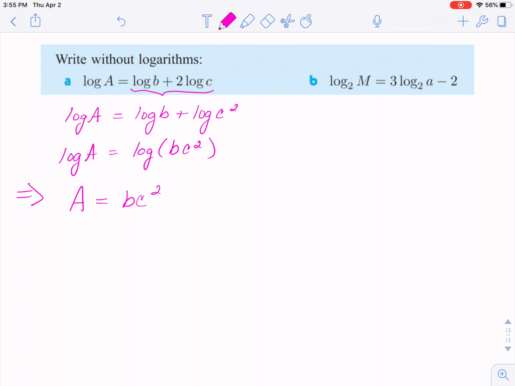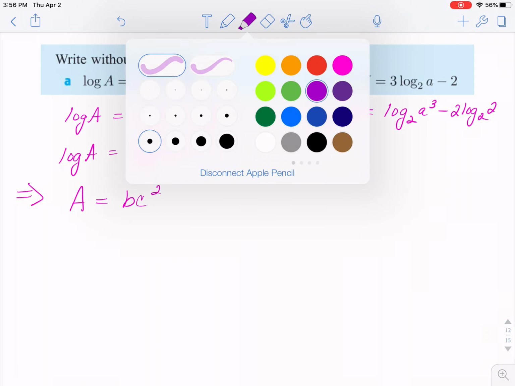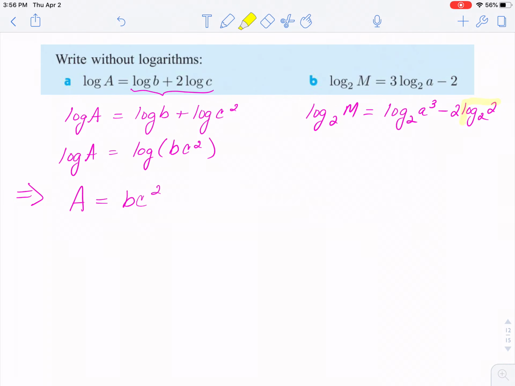Now, if we apply that same logic to the other one, it has a different base. It has a base 2. So that's going to give me log of a cubed base 2 minus 2 log of 2 base 2. Not base b, base 2. Because remember, if we take the log of the same thing that it's the base, that's that 1. And 2 times 1 is allowed because those two things are equal to each other.